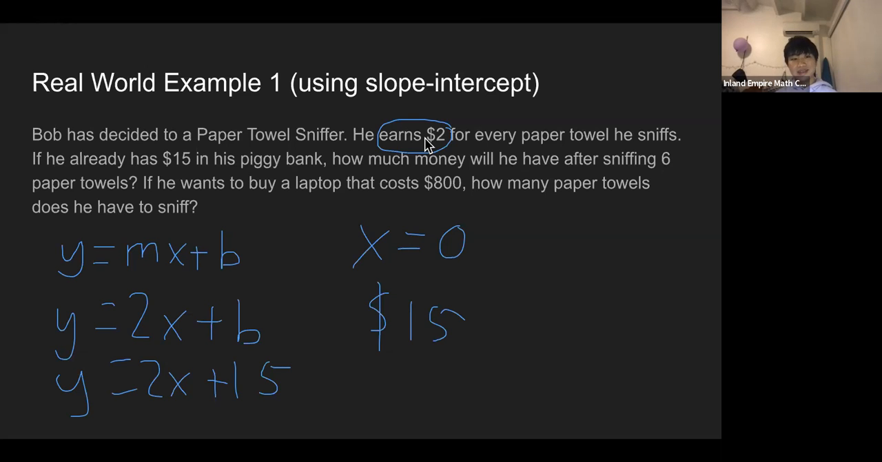Oh yeah, and by the way, sniffing paper towels is actually an actual job. It's because paper towel companies don't want smells in their paper towels. Yeah, but anyway, let's get back to the problem.